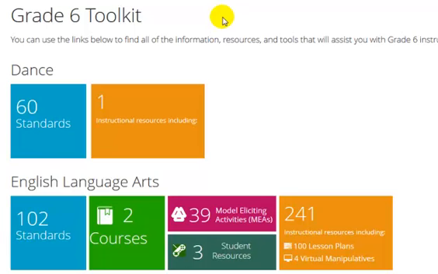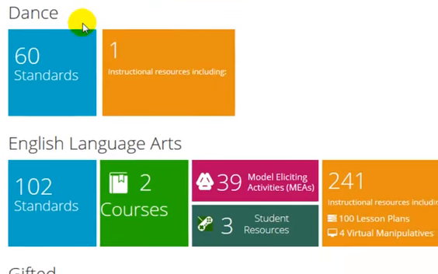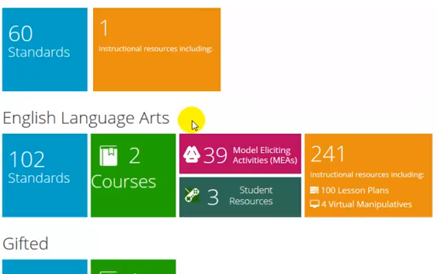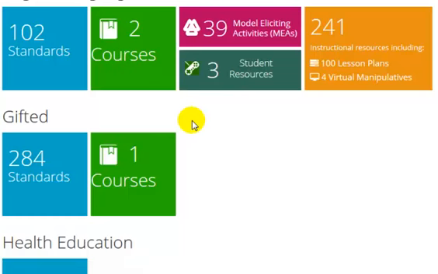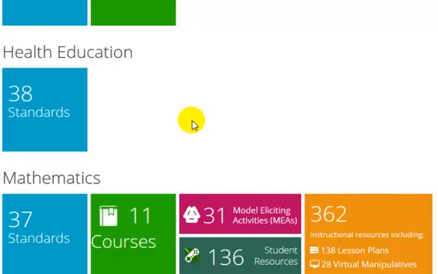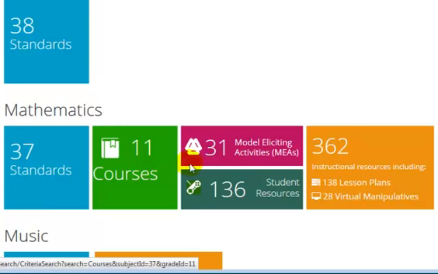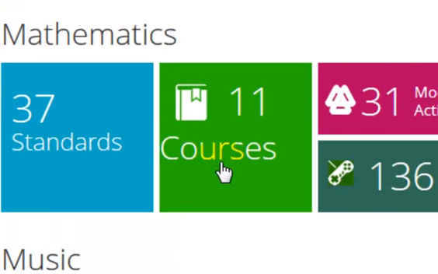When taking a closer look at the Grade 6 toolkit, you should notice that it starts with the dance standards, and then it moves to the English Language Arts standards. As mentioned before, the standards are listed in ABC order. Let's take a look at the mathematics section of the 6th grade toolkit. Notice it is divided into different sections. Each section has its own unique color. Let's zoom in to look at the Math Florida Standards for Grade 6.